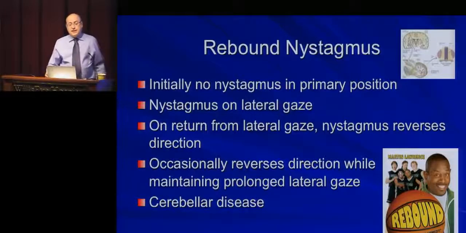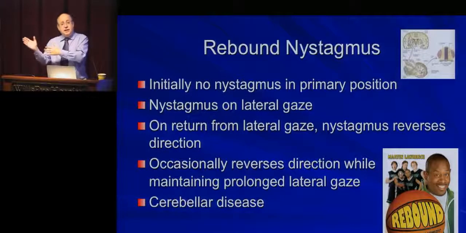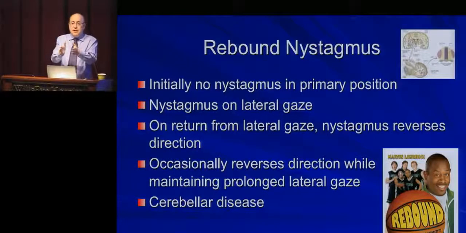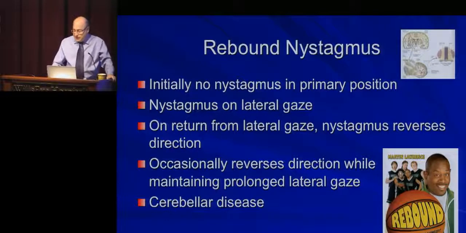There's another localizing nystagmus called rebound nystagmus, seen with cerebellar system disease. So initially, there's no nystagmus in primary position. But you go to the lateral gaze and you get a gaze evoked in that direction. But now when you come back from there, you come to the center and you have what's called a rebound nystagmus. It beats the other direction. So even though you started out with none in primary, once you've gone laterally, you come back, it goes the other direction. And this is seen with cerebellar disease.